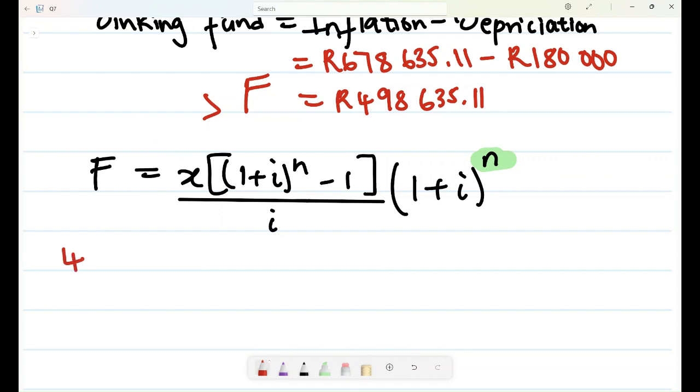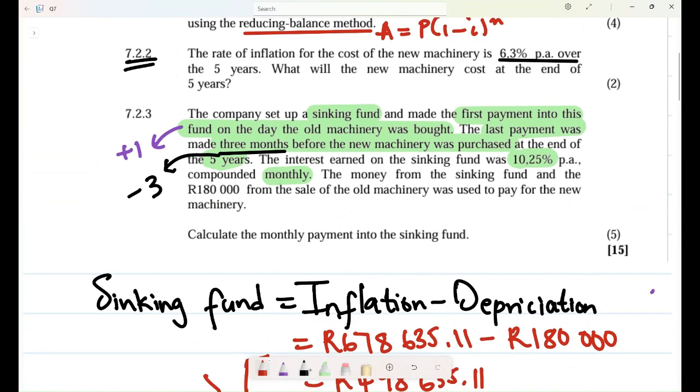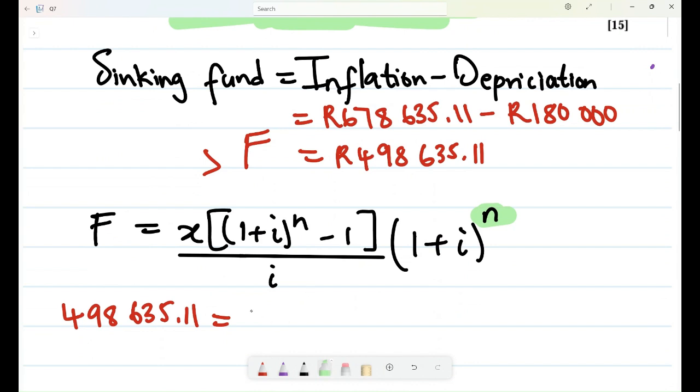My F is 498,635.11. It is equal to, the question says calculate the monthly payment. The monthly payment is X into the sinking fund, right? Monthly payment into the sinking fund, X into 1 plus. Now let's calculate the number of payments.